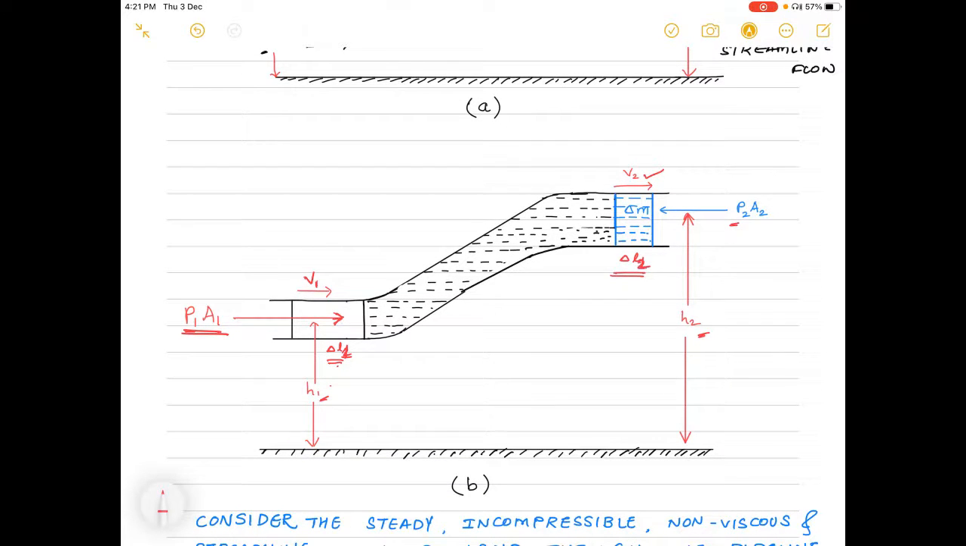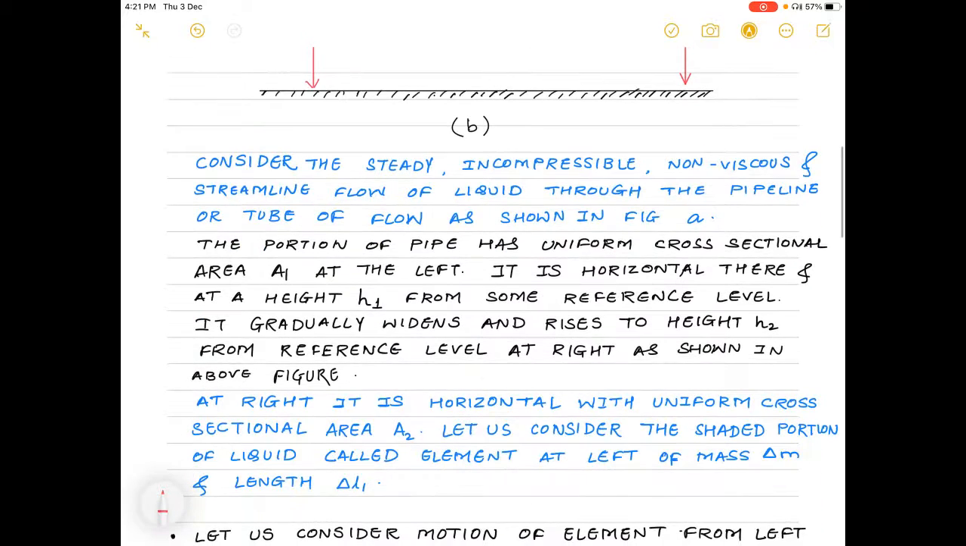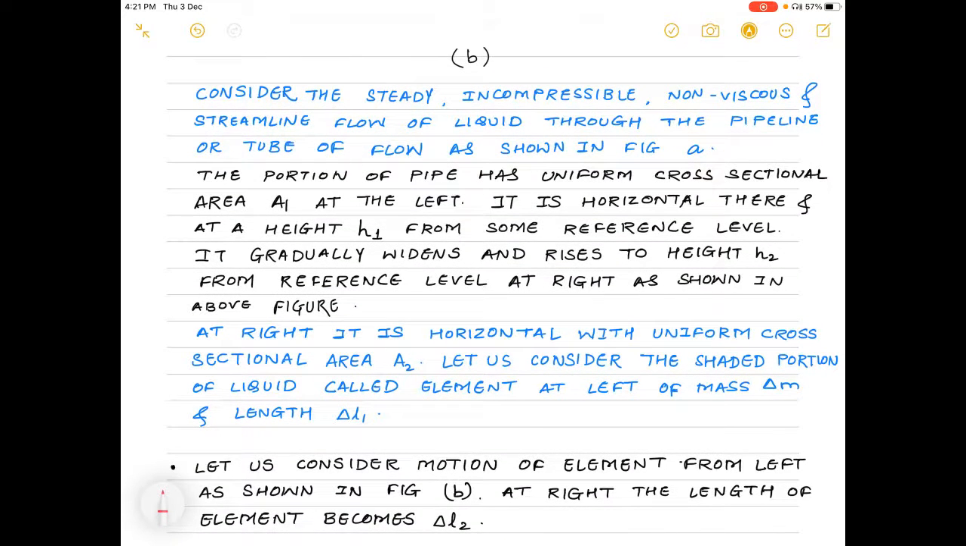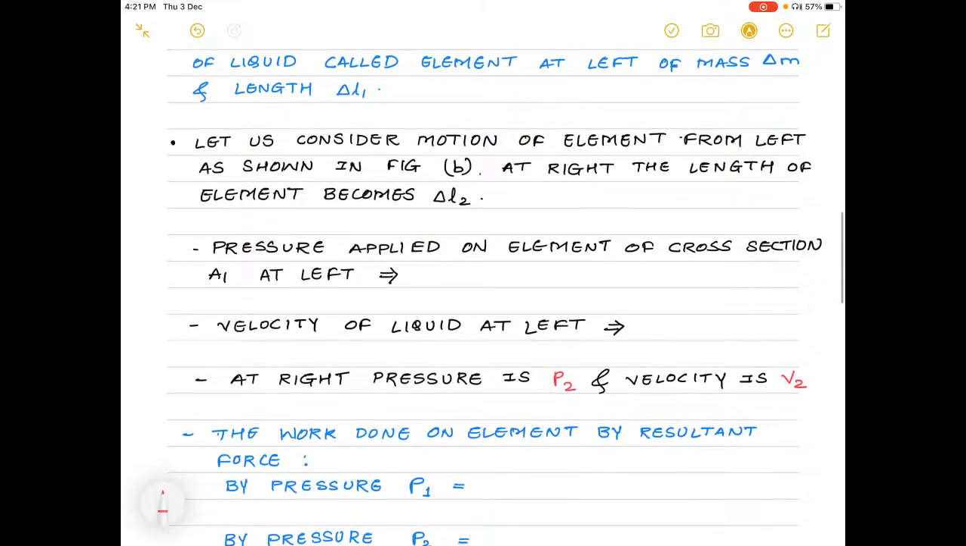And the velocity of the liquid molecules becomes v2. The pressure on the left is p1, which is being exerted on the area a1, and pressure on the right is p2, which is being exerted on the area a2. These are the prerequisites that we should know before studying Bernoulli's principle. Here I have written all those things that I told you now, the considerations we have to consider before actually studying the equation.